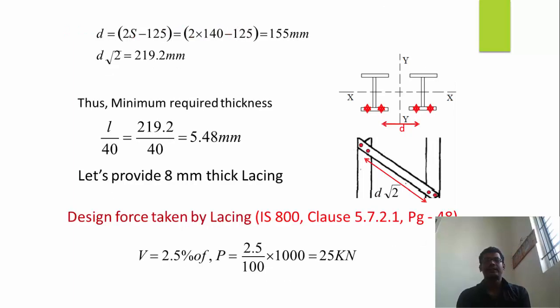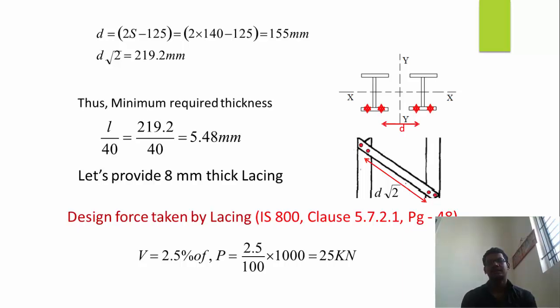Now we go to find the distance between both the I sections, that is the inner to inner distance of the lacing bars. The effective length of the lacing bars is 2s minus 125, where 125 is the length of the flange section. Hence, calculating, we get D as 155.